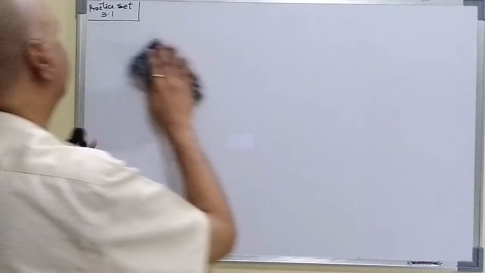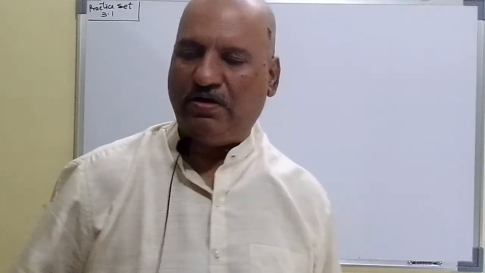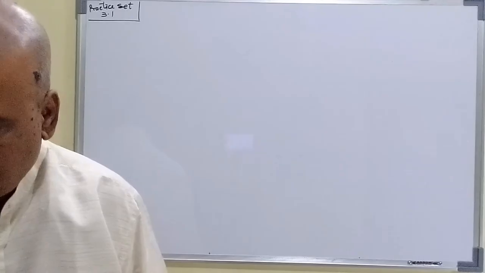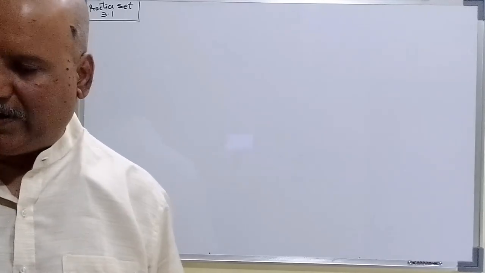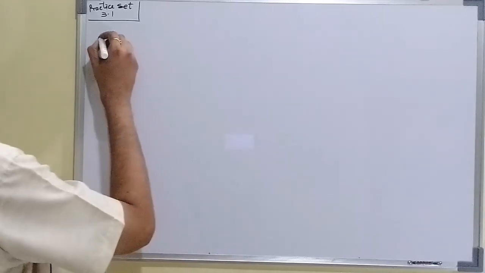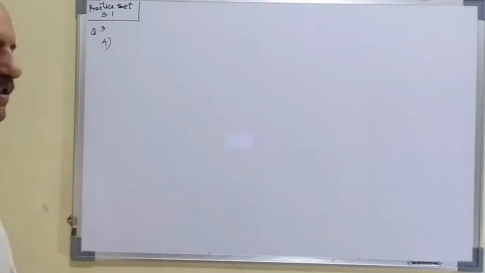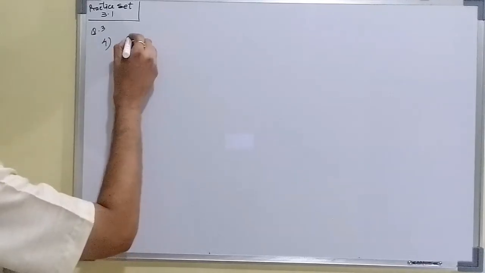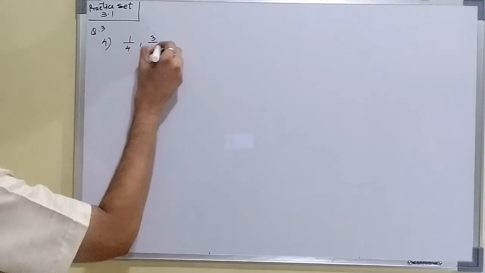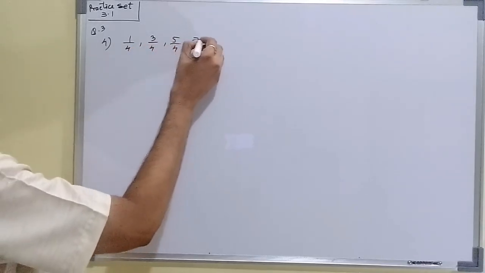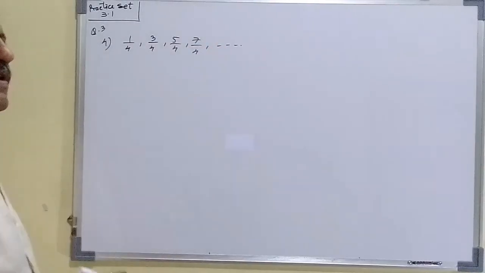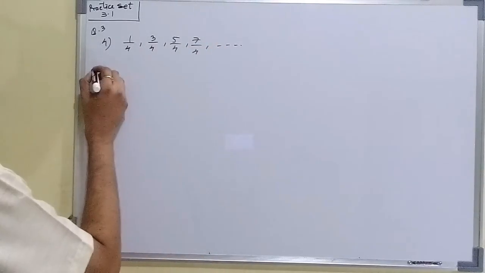ये सब क्वेश्चन 4 है. क्वेश्चन नंबर प्रैक्टिस सेट 3.1 क्वेश्चन नंबर 3 का लास्ट क्वेश्चन. क्वेश्चन नंबर 4 उन्होंने दिया है सीक्वेंस 1/4, 3/4, 5/4 and 7/4. All are positive. क्वेश्चन नंबर 3 का 4th सब क्वेश्चन क्या दिया उन्होंने? 1/4, 3/4, 5/4, 7/4, dot dot dot. Find out first term and common difference. Solution.